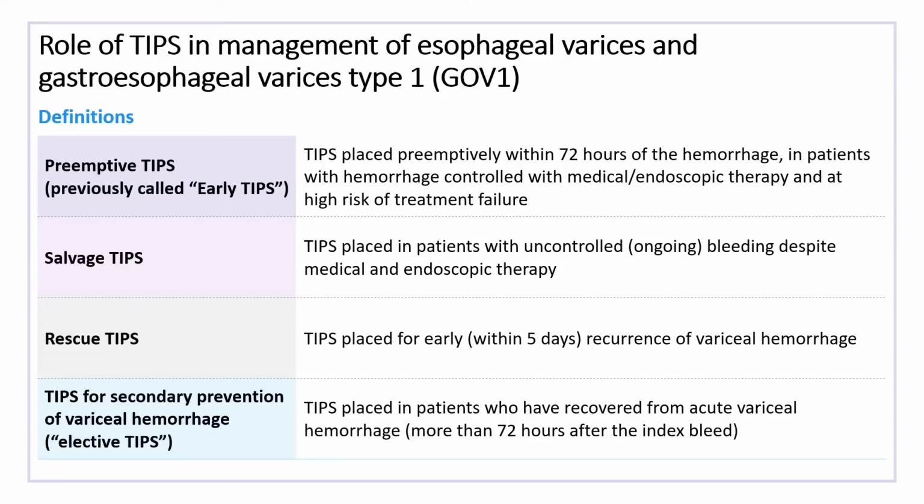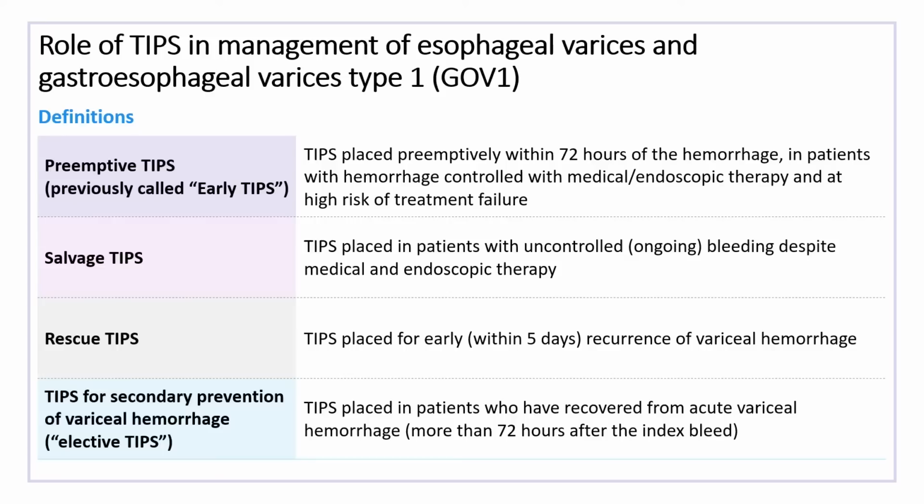Now, salvage TIPS, all of us will be familiar with this. This is a patient with uncontrolled bleeding despite medical and endoscopic therapy, always in the middle of the night somehow, who needs a salvage TIPS. Now, rescue TIPS is the TIPS that is placed early within 5 days for recurrence of variceal hemorrhage. This is the patient where you thought that, okay, everything is good, and the patient gets moved out of ICU and then vomits blood again.